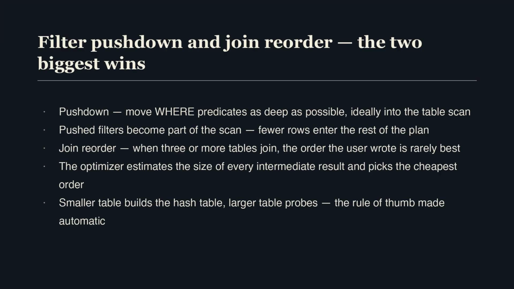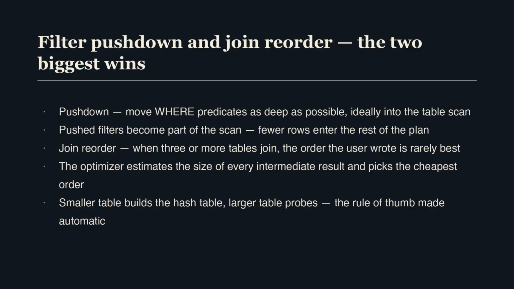2 passes do most of the heavy lifting: filter pushdown and join order. Pushdown takes a where clause that the parser placed above the join and migrates it down toward the leaves of the plan, ideally into the table scan itself. Once a filter is part of the scan, only matching rows ever enter the rest of the plan. Fewer rows in means less work everywhere above. On a 60 million row lineitem table, pushing a single date filter into the scan is often the difference between seconds and minutes.